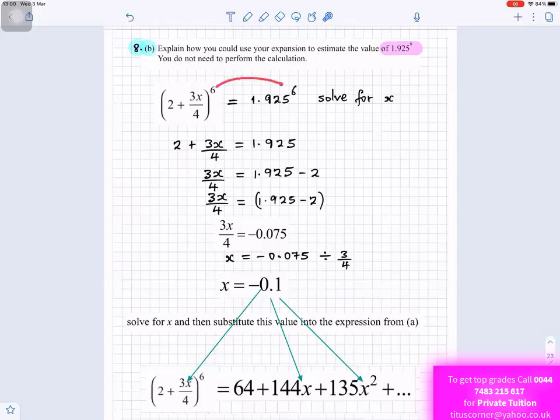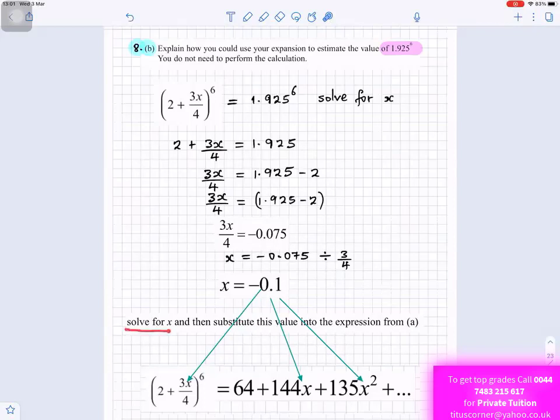If you notice, the power 6 is the same on both sides, so we can take that out. So what is in the bracket, 2 plus 3x over 4, should be equal to 1.925. We solve it for x. If we take 2 to the right side, it becomes minus 2. So 1.925 minus 2 gives us minus 0.075, which is equal to 3 over 4 x. Now it's times 3 over 4, so we take it to the other side, and it becomes divided by 3 over 4. So x would be minus 0.1.